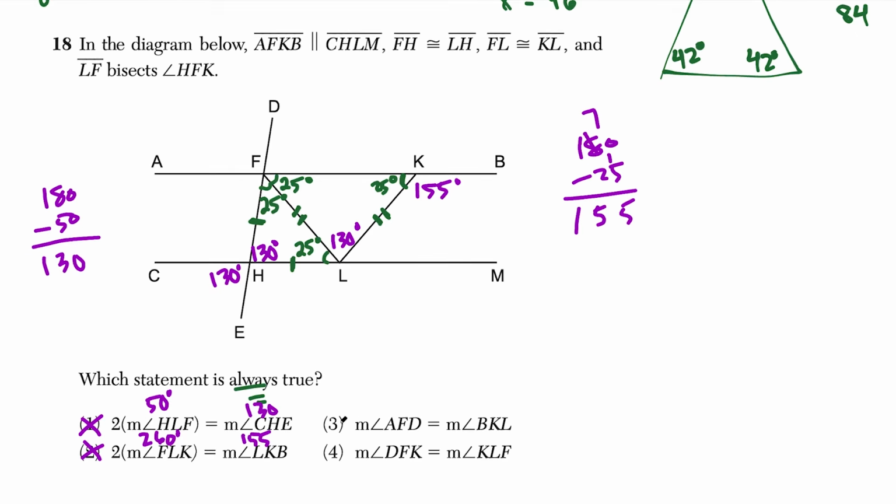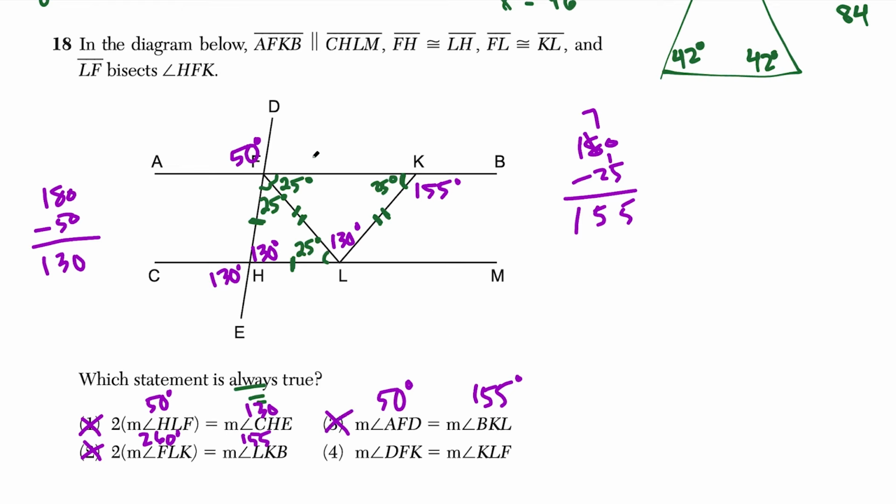Is the measure of angle AFD. So AFD would be vertical to this entire angle here. So notice the sum of these 2 angles, if I added those together, I would get 50. So this would be 50 over here. So is 50 degrees equal to BKL? BKL, the measure of this angle, is 155. So this one is also out. So now to the last one. Let's hope this is it.